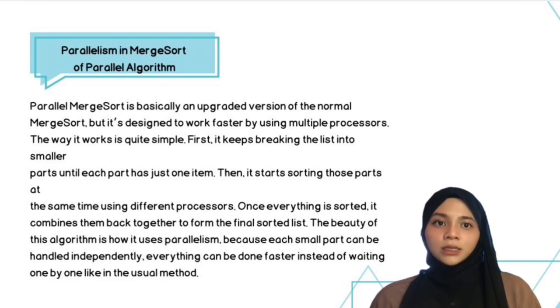First, it keeps breaking the list into smaller parts until each part has just one item. Then it starts sorting those parts at the same time using different processors. Once everything is sorted, it combines them back together into the final sorted list. The beauty of this algorithm is how it uses parallelism, because each small part can be handled independently. Everything can be done faster instead of waiting one by one like in the usual method.